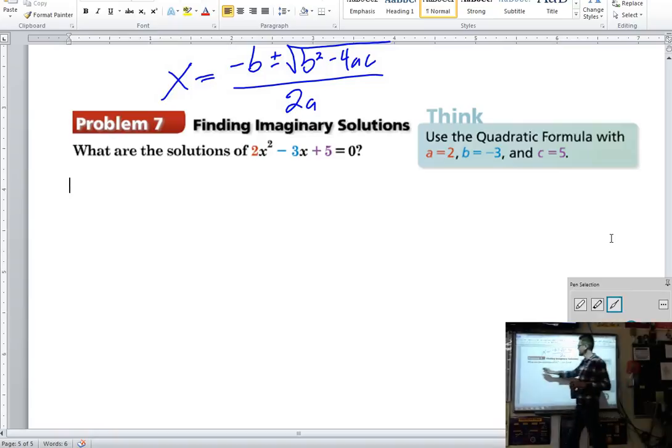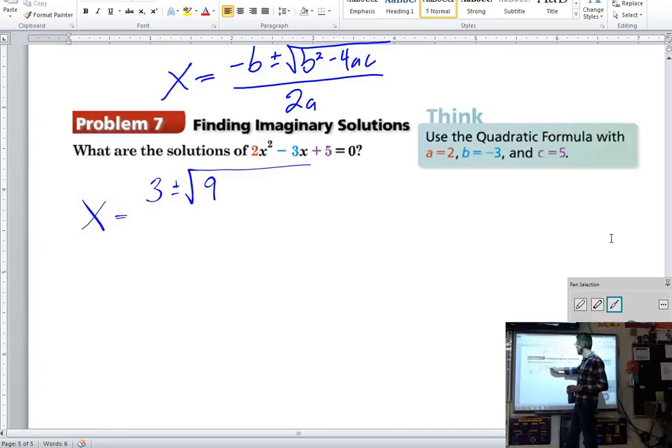So now we're going to plug this all in. So positive 3 plus or minus 9.